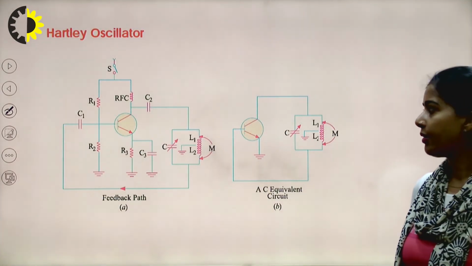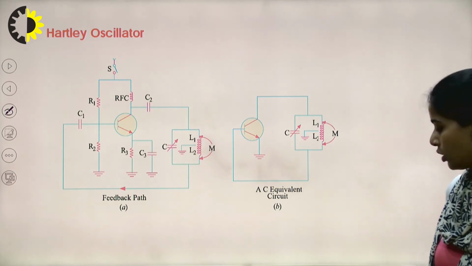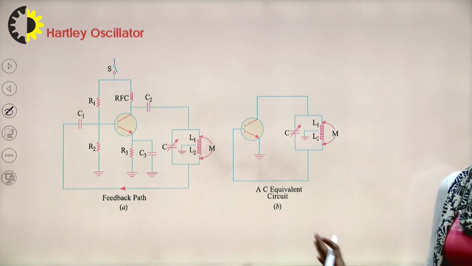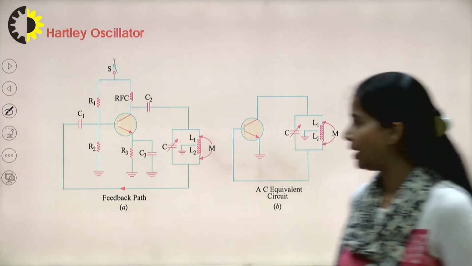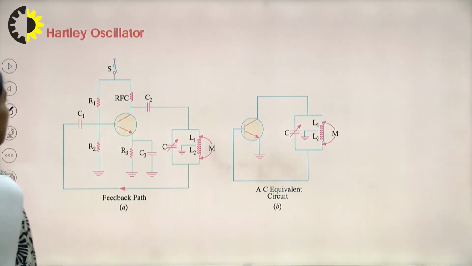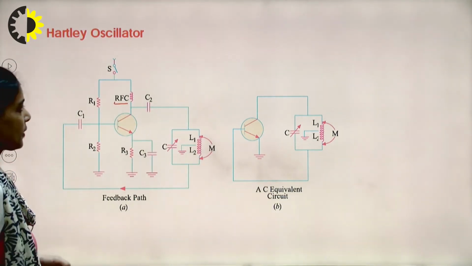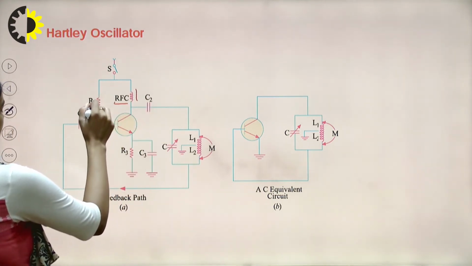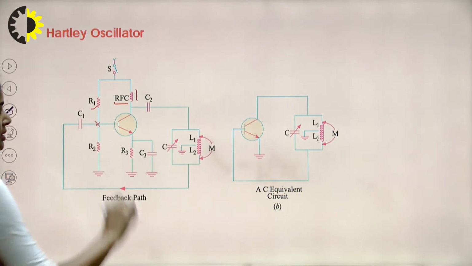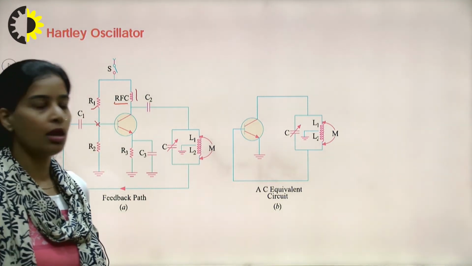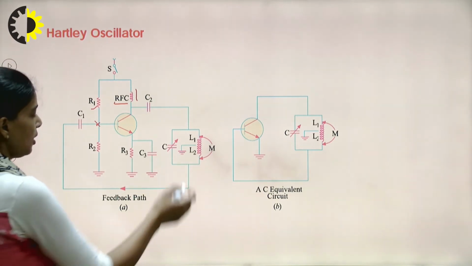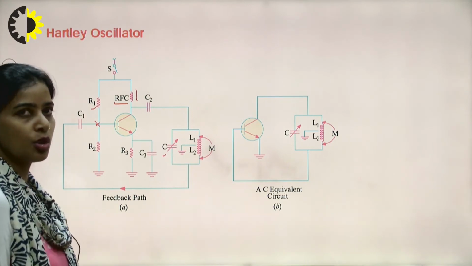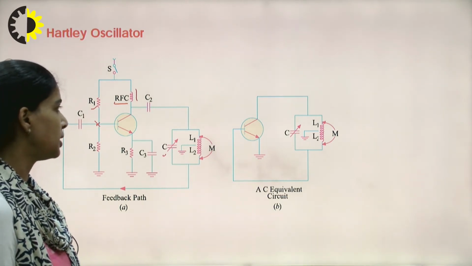This is the circuit diagram for the Hartley oscillator. This Hartley oscillator is designed using a bipolar junction transistor. We can also design this oscillator using a field effect transistor. Here RFC is the radio frequency choke, the inductor that is connected here. R1 and R2 are the biasing resistances connected at the base terminal of this transistor. L1, L2 coils and the capacitance C are responsible for creating oscillations in the circuit.